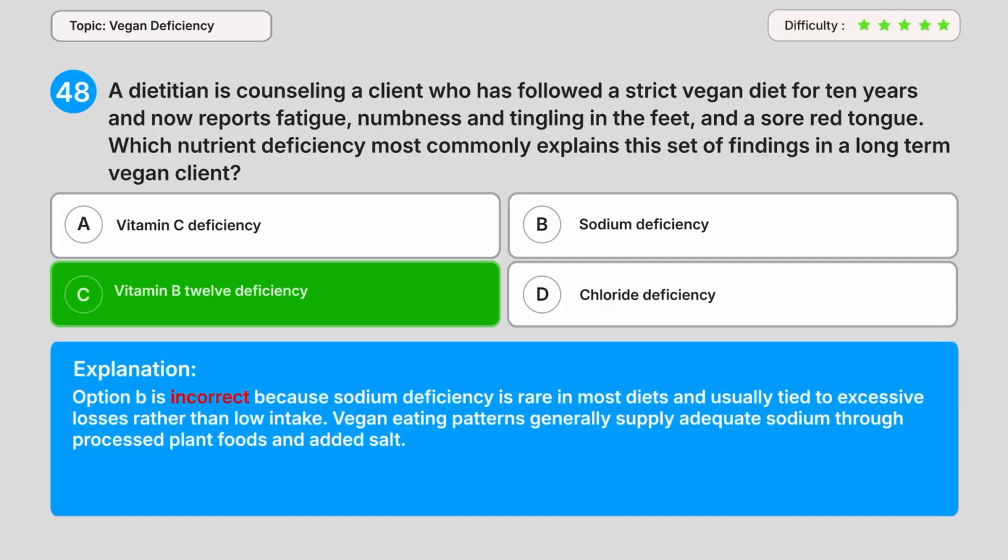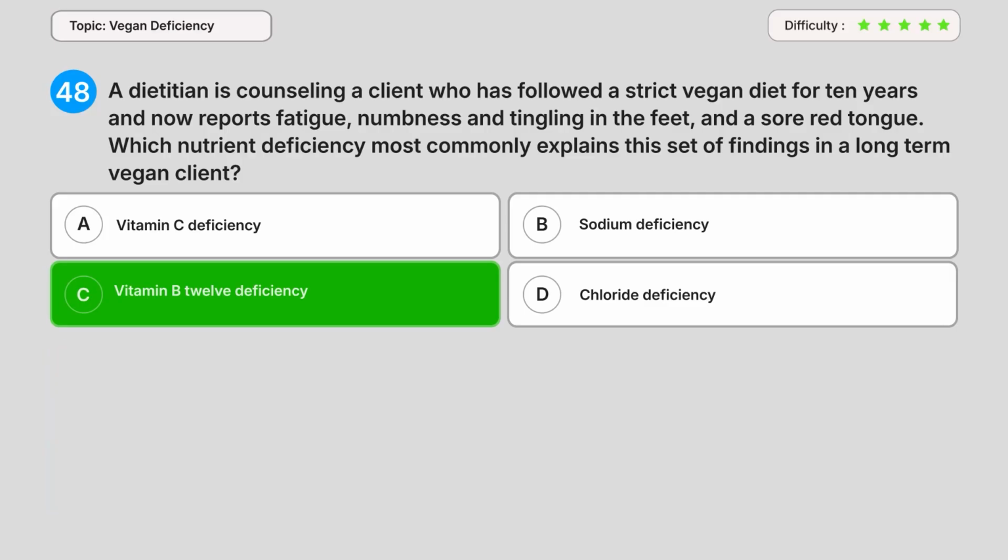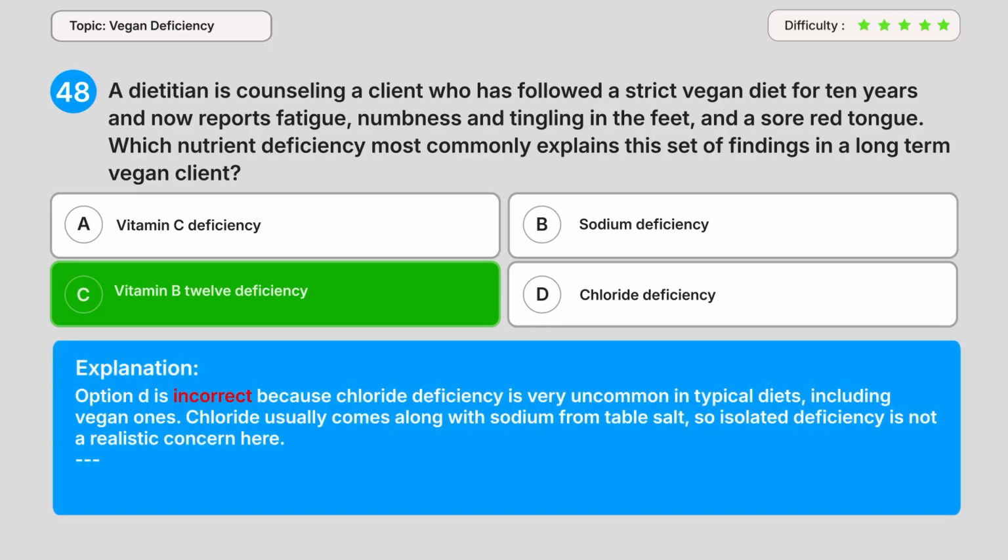Option B is incorrect because sodium deficiency is rare in most diets, and usually tied to excessive losses rather than low intake. Vegan eating patterns generally supply adequate sodium through processed plant foods and added salt. Option D is incorrect because chloride deficiency is very uncommon in typical diets, including vegan ones. Chloride usually comes along with sodium from table salt, so isolated deficiency is not a realistic concern here.